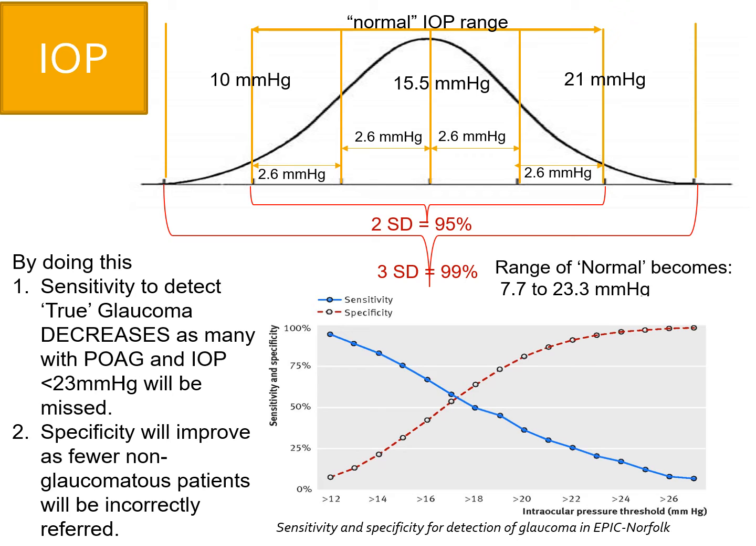So if you refer someone with a pressure of 21, there's every likelihood they're normal. If you refer them with 28, it's highly likely they've got it. But unfortunately, one pays off against the other. So as sensitivity goes up, specificity goes down.